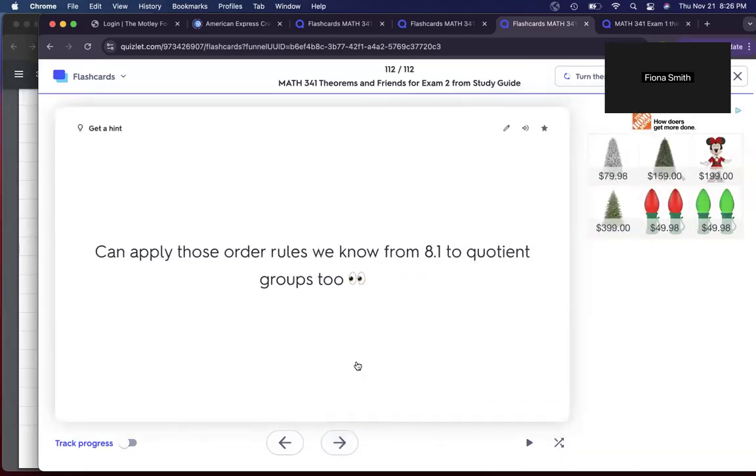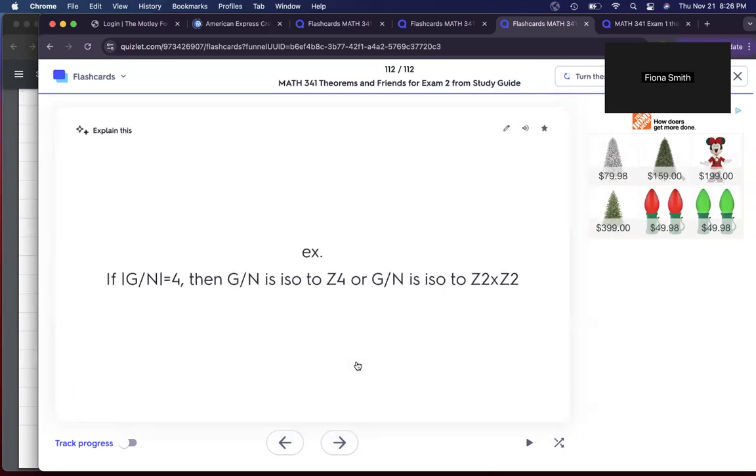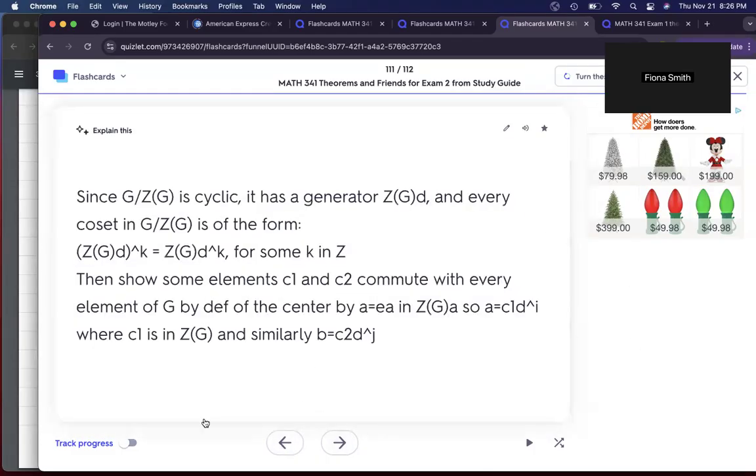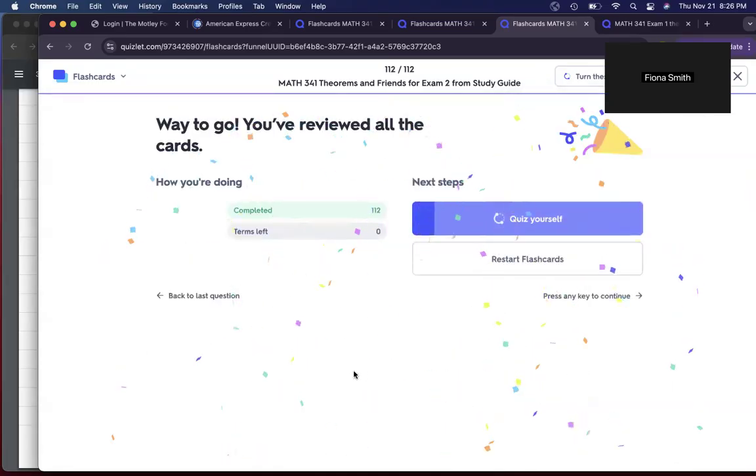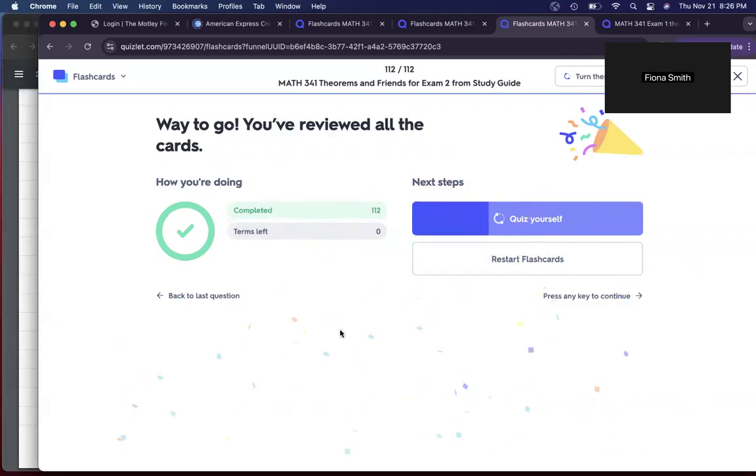We can apply those order rules we know from 8.1 to quotient groups as well. Example: if the order of G mod N is 4, then G mod N is isomorphic to Z4, or G mod N is isomorphic to Z2 cross Z2. So kind of what I just implied here. And that's it. Hooray!